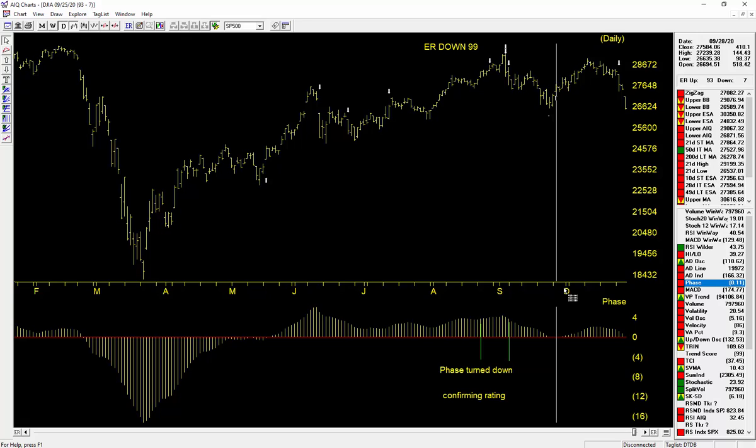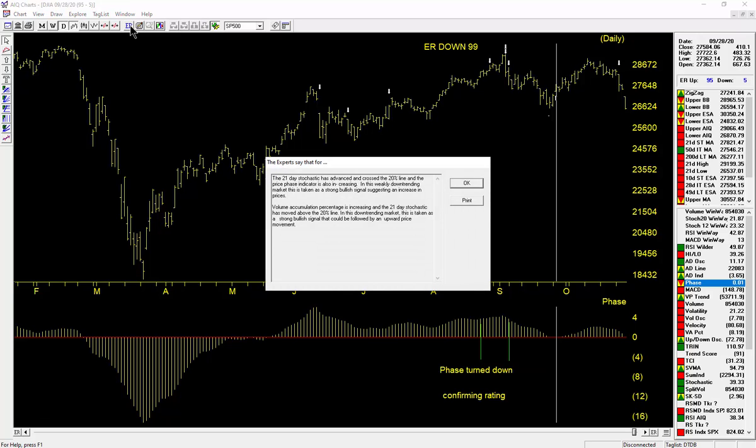A couple of days after that bottom, we had a rating to the upside, 95.5. The rules that fired in this case: the 21-day stochastic crossed over the 20% line, the price phase indicator is also increasing, and the weekly downtrending market is taken as a strong bullish signal. The second one was the volume accumulation percentage increasing, and the 21-day stochastic has moved above the 20% line. So in both of those circumstances, it's a signal things are turning around.